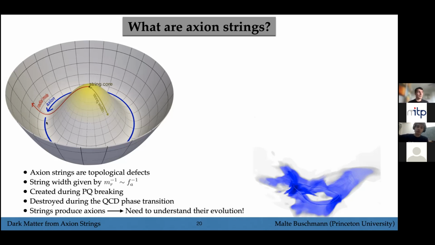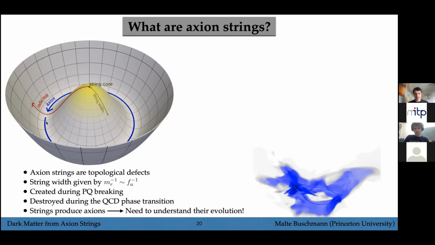and they are, as it turns out, the main producer of axions. So if you want to understand what the axion mass is, you need to understand the evolution of those axion strings, because they are ultimately what sets the axion number density, which is the relevant quantity.